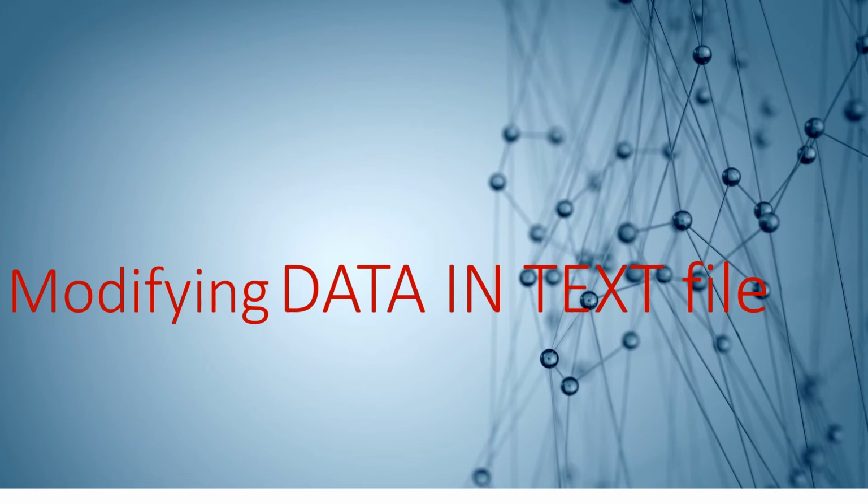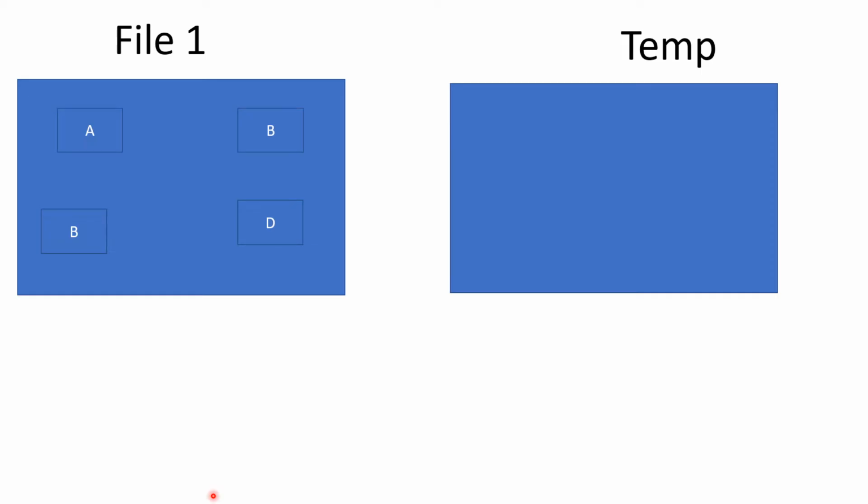Hello students, today we are going to study about the modification of data in text files. To do the modification process, we need two files. The first file, the original file, file 1 here, and another file, the temporary file. The file 1 will be in the read mode and the temporary file will be in the write mode.